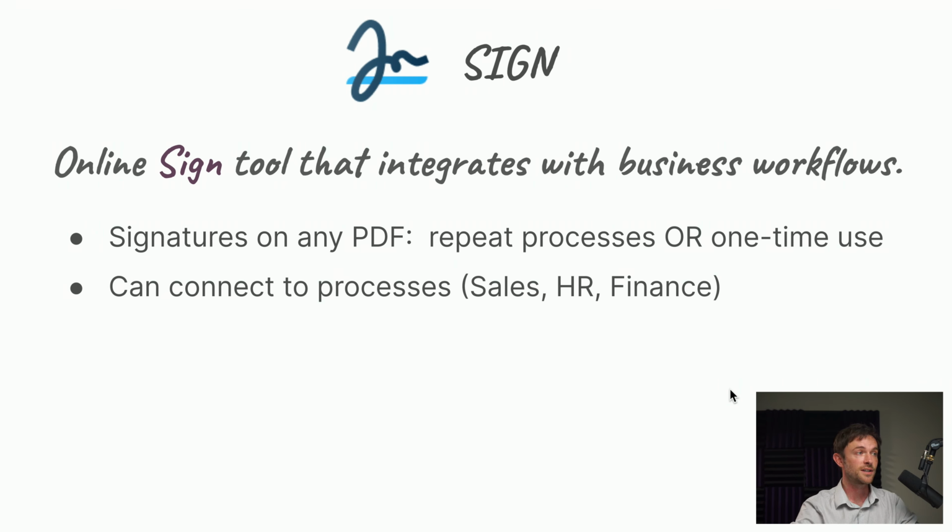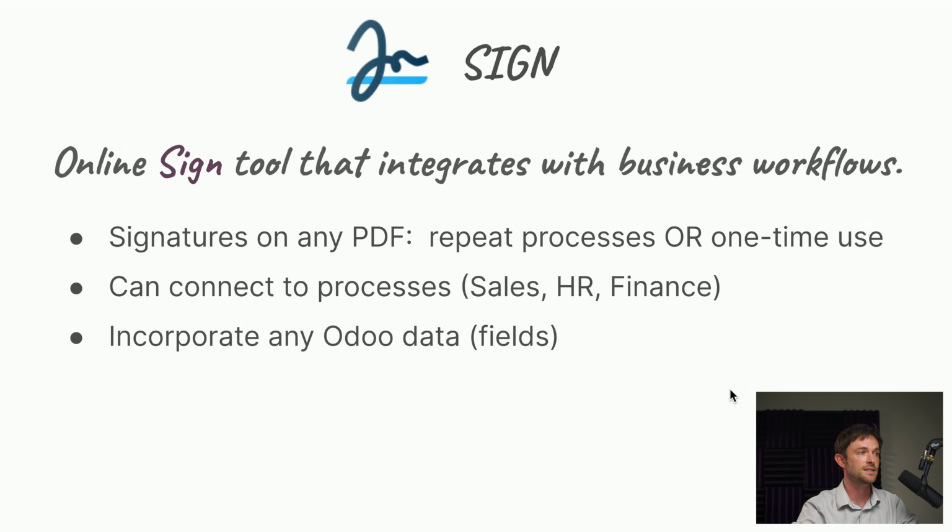And it can be incorporated into your flows like contracts, HR employee contracts. And the best thing is how you can incorporate actual Odoo data fields to save time and make it more professional. For example, you can incorporate the company address, document numbers, that kind of stuff.